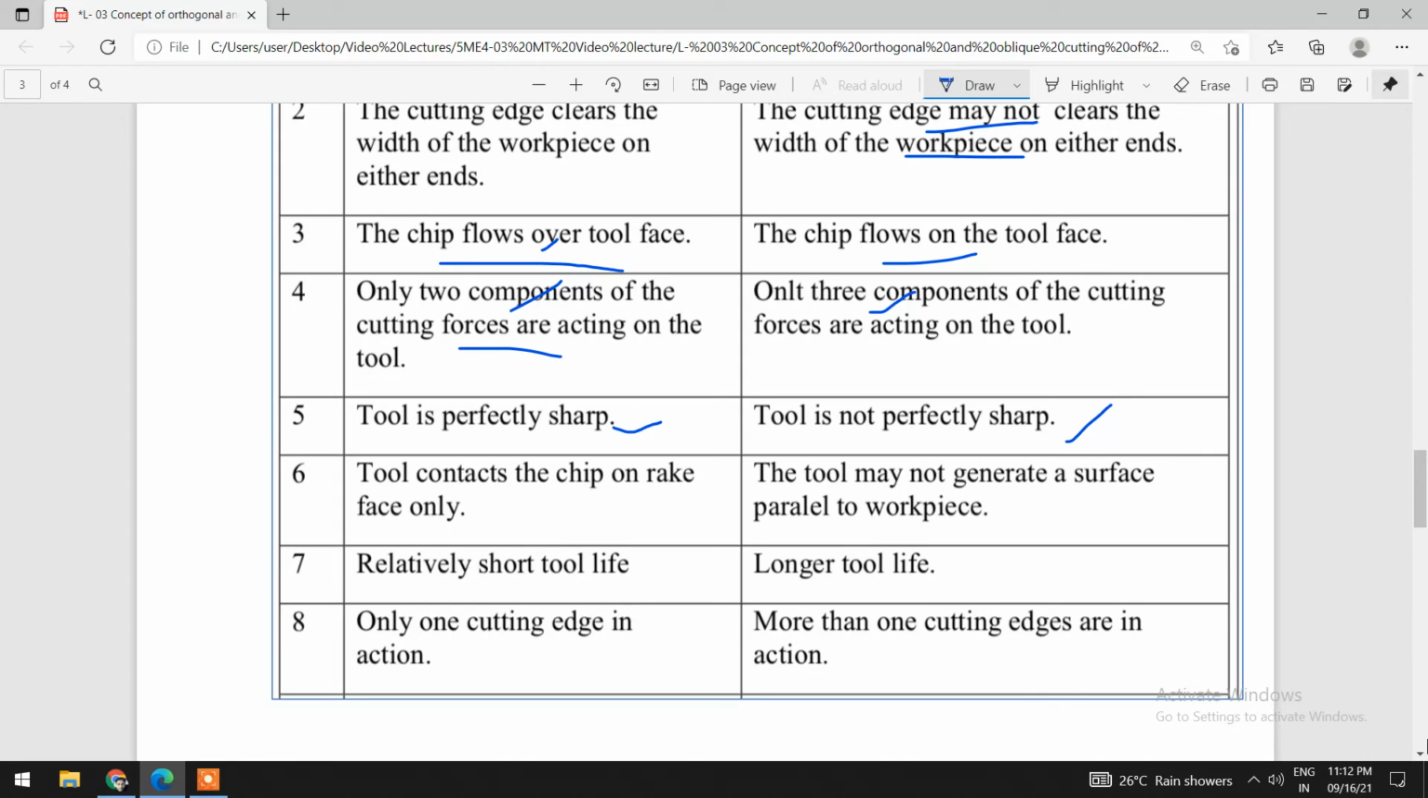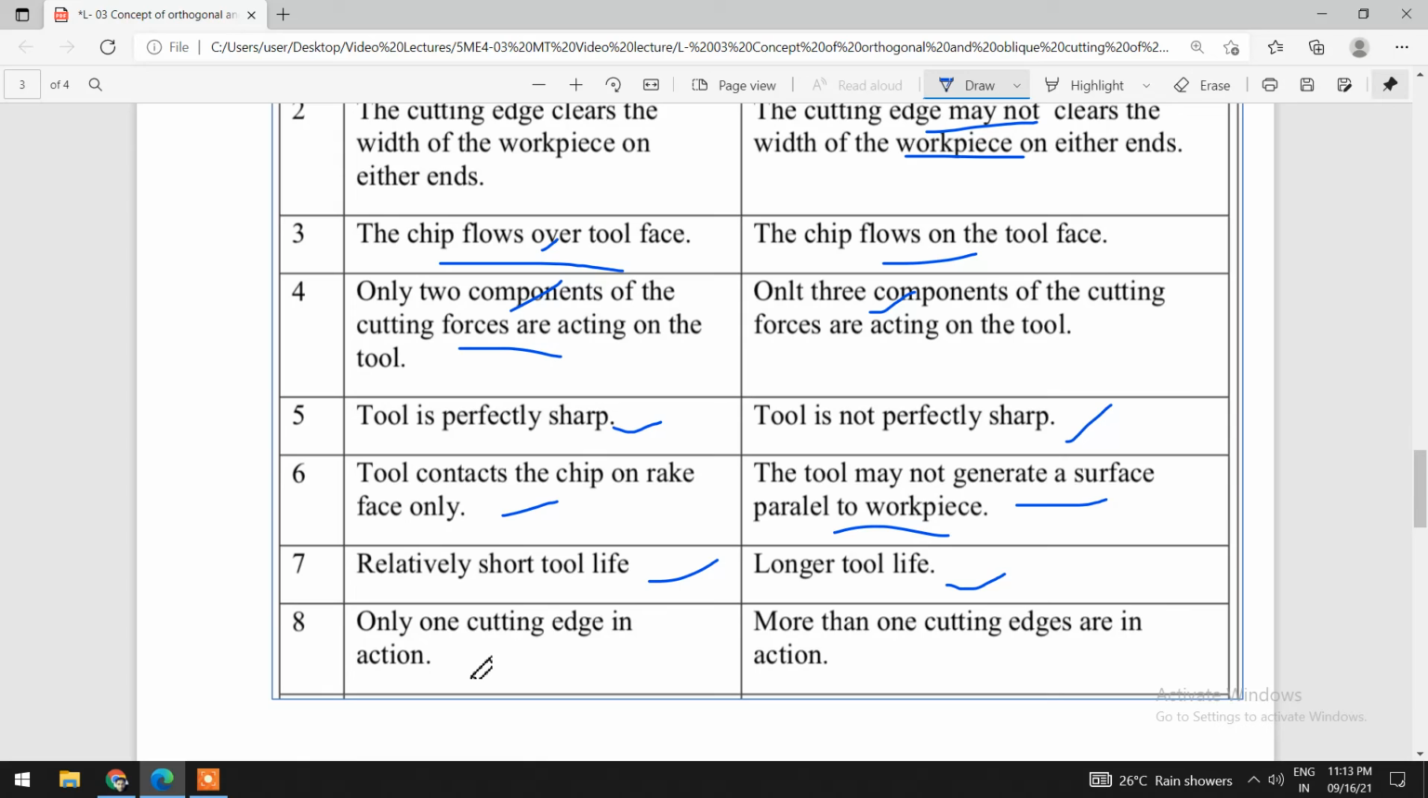And the next difference is the tool contacts the chip on the deck face only. Here the tool will contact the chip on the deck face, but in that case the tool may not generate a surface parallel to the workpiece, right. Next one is the relatively short tool life. In the orthogonal cutting the tool life will be very short, but in the oblique cutting the tool life will be longer.